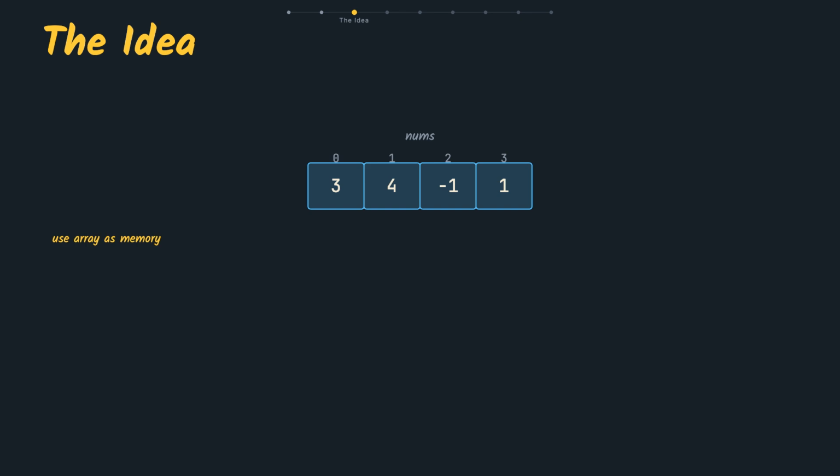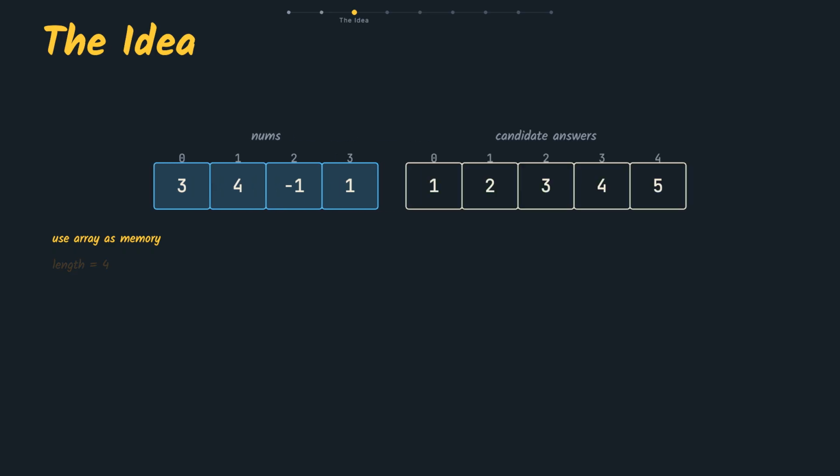The array itself is already storage. Can we use these slots as our record? Here is the right question. If the answer must be between 1 and length + 1, where should each useful number live? For length 4, only 1, 2, 3, and 4 can claim home slots. 1 belongs at index 0, 2 at index 1.